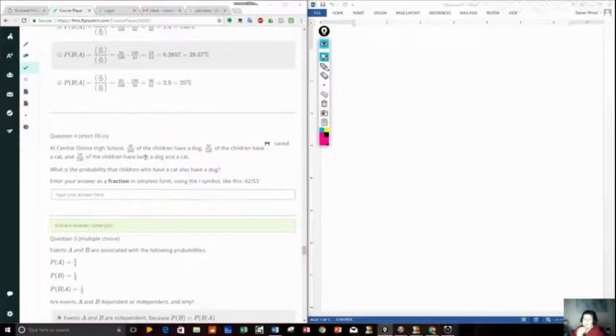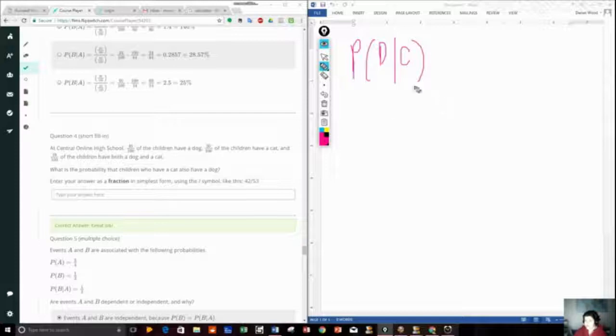Good job. Okay, question 4. At Central Online High School, 45 out of 100 of the children have a dog, 30 out of 100 of the children have a cat, and 18 out of 100 of the children have both a dog and a cat. What is the probability that the children who have a cat also have a dog?